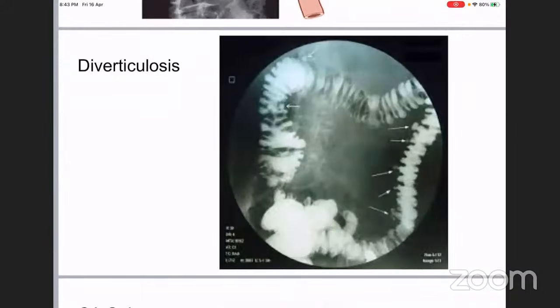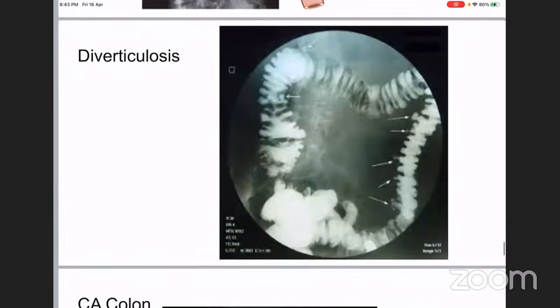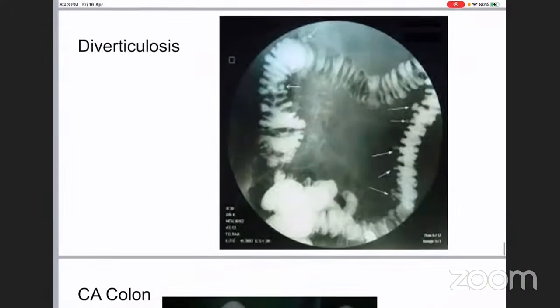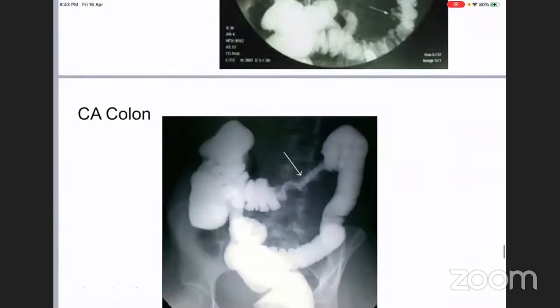What is this sign called? It looks like a sawtooth, right? It looks like a sawtooth appearance. So this is something that is seen in diverticulosis. Again, you have to read up about the different sites of diverticulosis, which part of the colon does not show any diverticula, all those things.